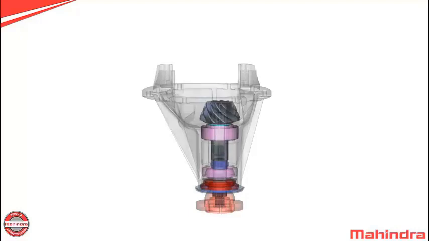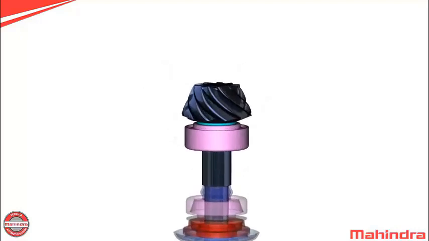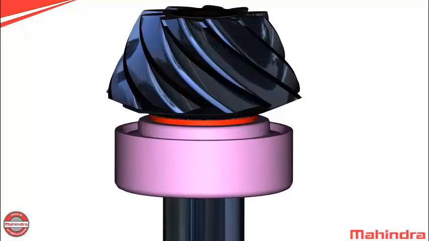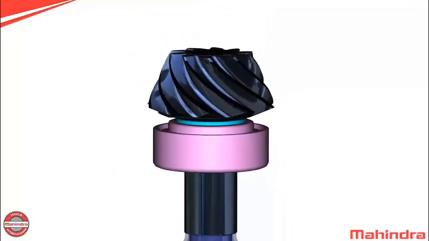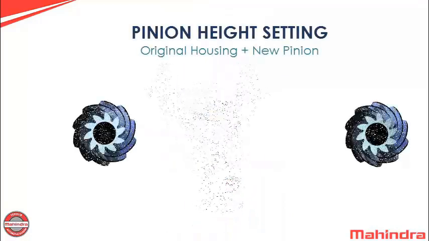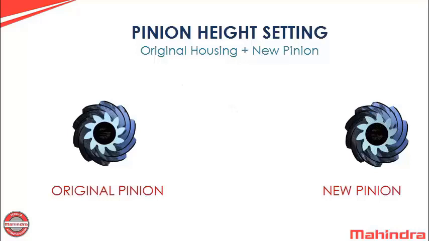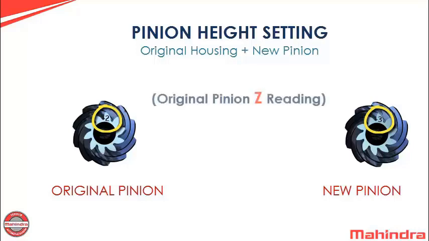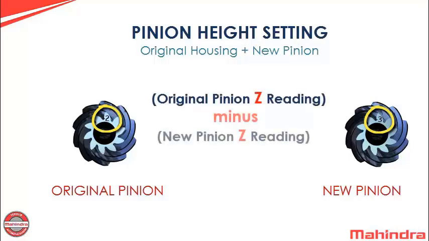Compensation for pinion depth variance is achieved with selected shims. If we find the difference between the Z values of both pinions, use the formula original pinion Z reading minus new pinion Z reading.